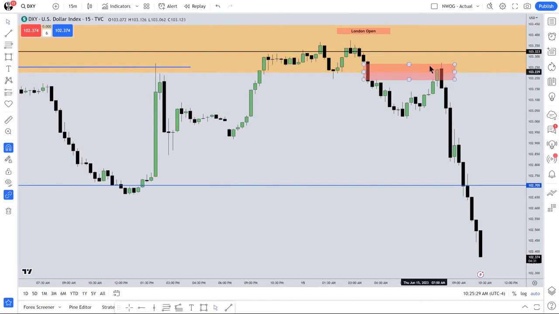And then over here, what is this? What time of day is that? 8 a.m. So you're in the heart of what? New York Open Kill Zone. 7 o'clock to 9 o'clock. That's your little sweet spot. Your setup is going to form for continuation.